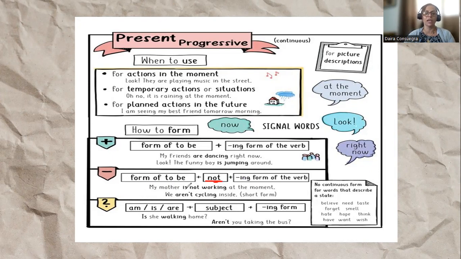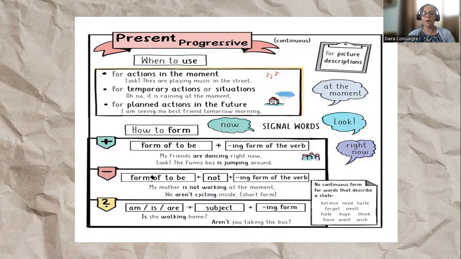So you say, my mother is not working at the moment. Mi mamá no está trabajando en este momento. Or we aren't cycling inside. No estamos manejando bicicleta dentro. Okay? So basically, these are the ways in which we are going to develop the negative form.